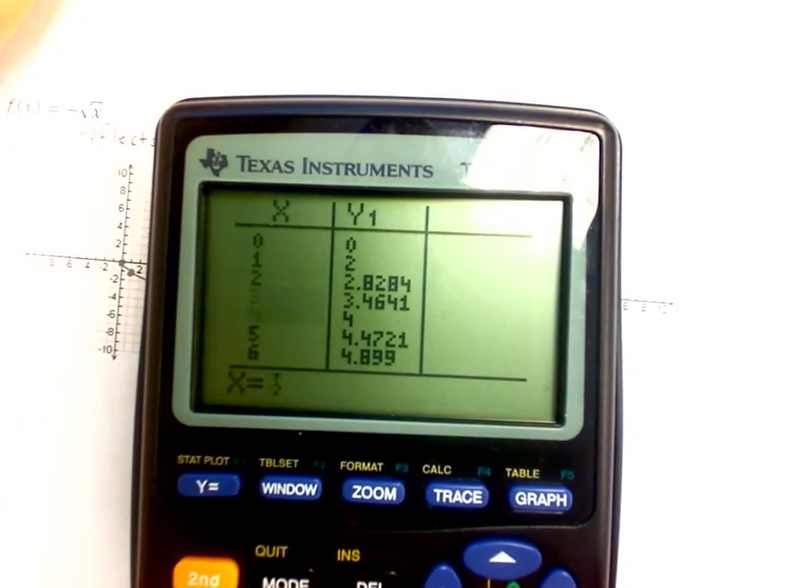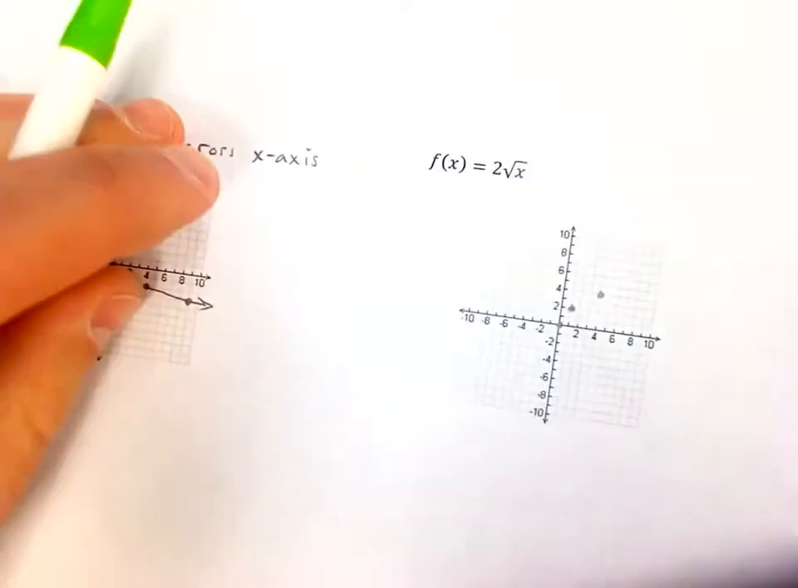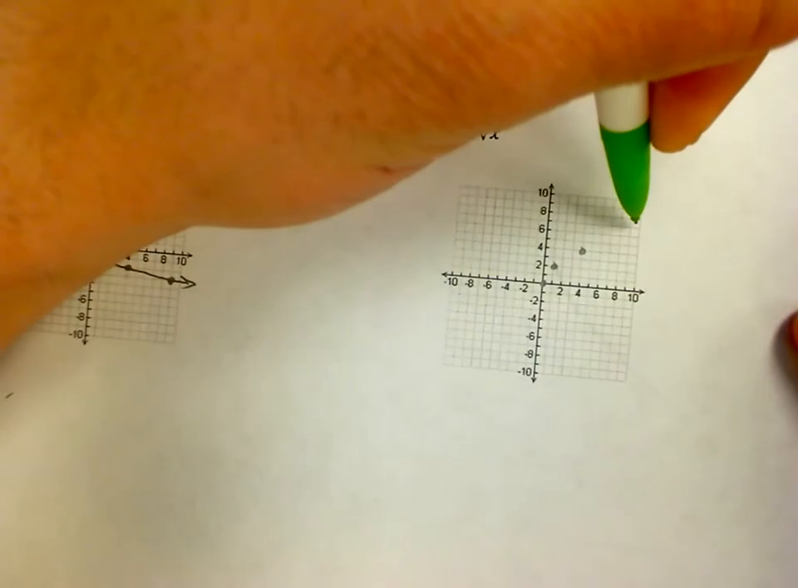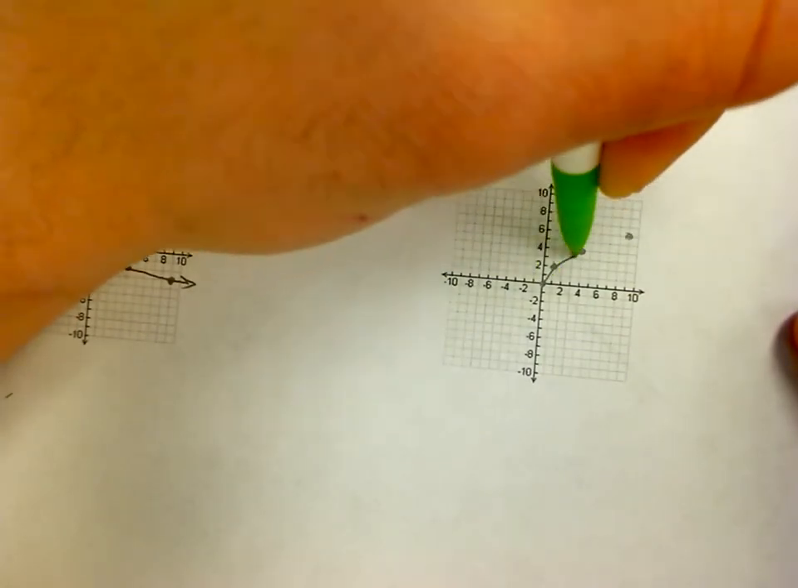If I keep scrolling down, let's see if I get any more before 10. Oh, look at that. I know the square root of 9, but now I get a 6. Okay, so 9, 6 is a point. So I'm all the way up here. And so my graph looks like this.